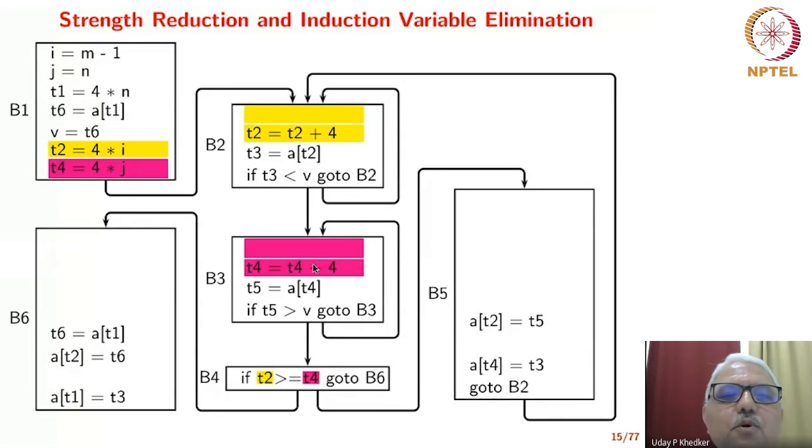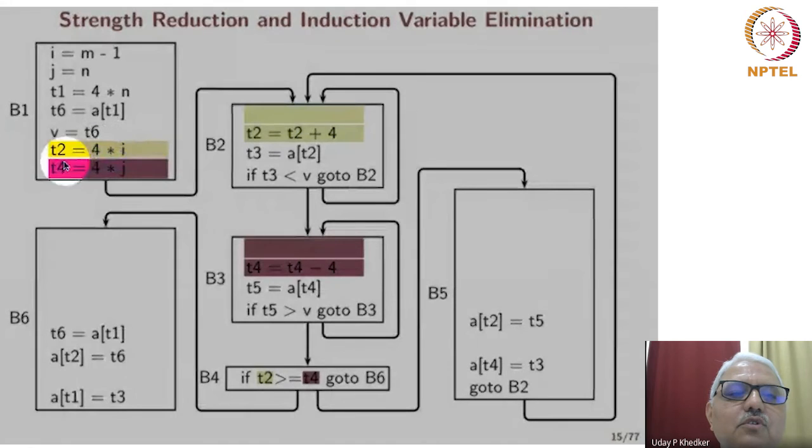So our optimized program looks like this. We have initialized T2 is equal to 4 star I, T4 is equal to 4 star J, and now we have T2 is equal to T2 plus 4. We have replaced a multiplication by an addition within a doubly nested loop. Similarly, we have replaced a multiplication by a subtraction, which is addition with a negative number, in a doubly nested loop. And because we have replaced I and J by T2 and T4, there is no use of I and J, and we have got rid of I and J from within the loop. There is no need to use these values there.